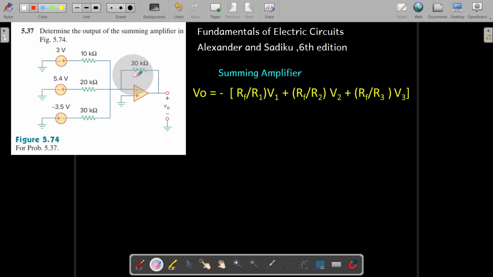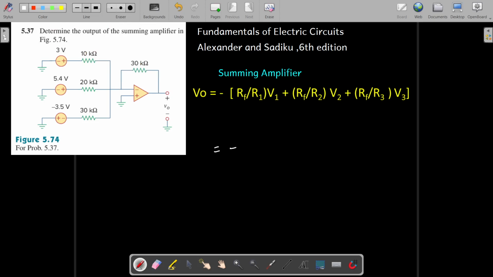Okay, and also here all the resistor values are given in kilo ohms, so we need not mention that kilo ohms, that is into 10 power 3 something like that. Okay, so simply I'll put the values as 30 by 10 something like that. Okay, so we'll solve it.